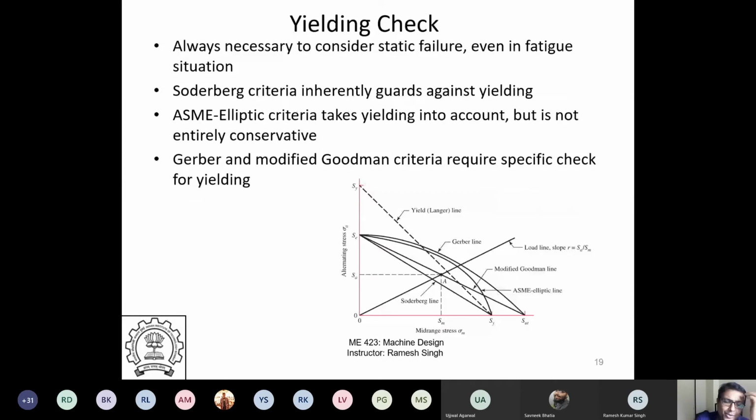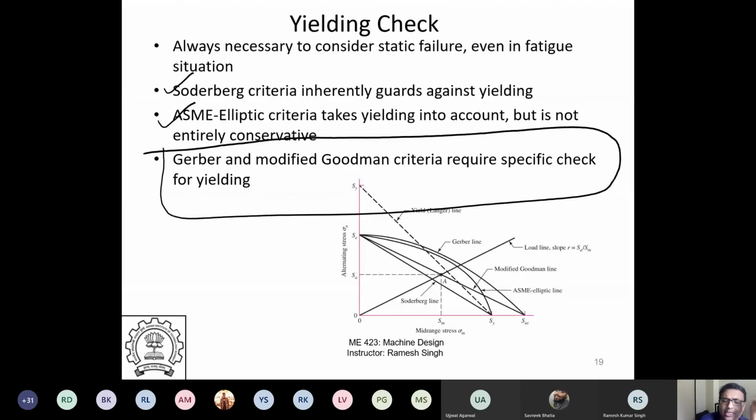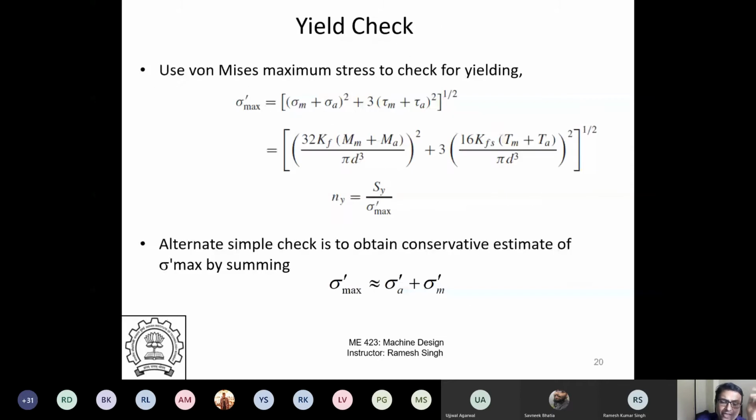So basically you have to do yield checking even in a fatigue situation. Soderberg and ASME elliptic do it automatically. But for Gerber and modified Goodman, you will have to check specifically for yielding also, because they only check for fatigue.